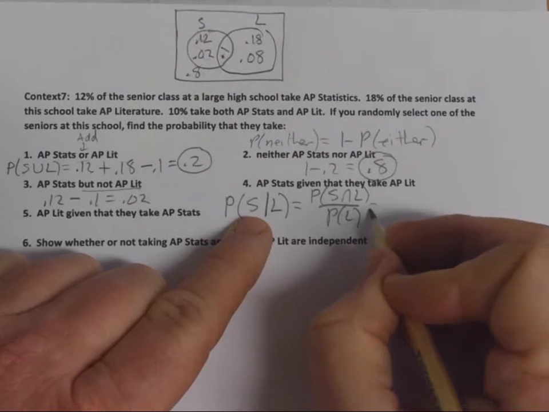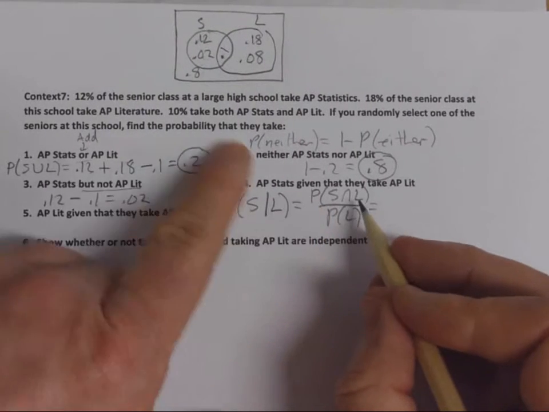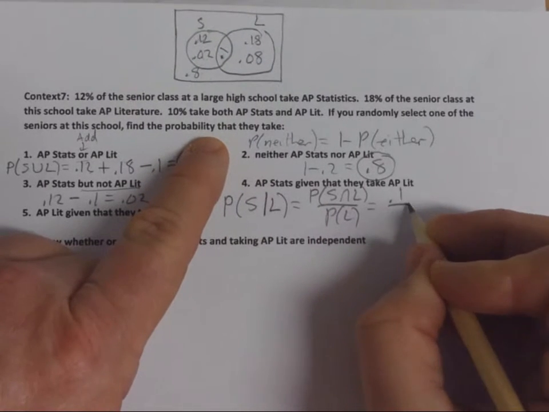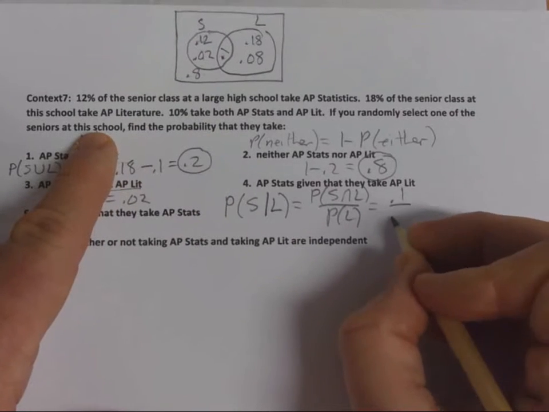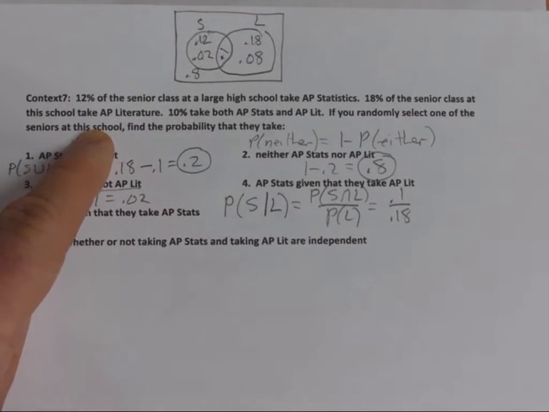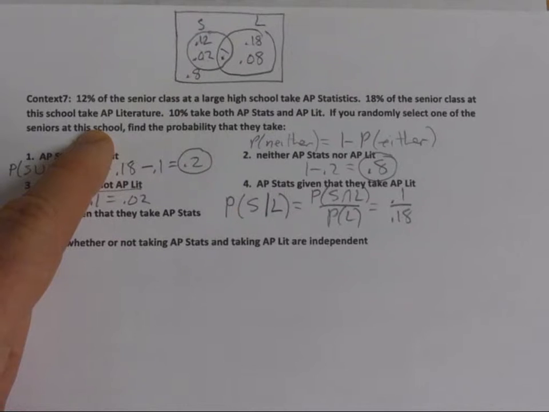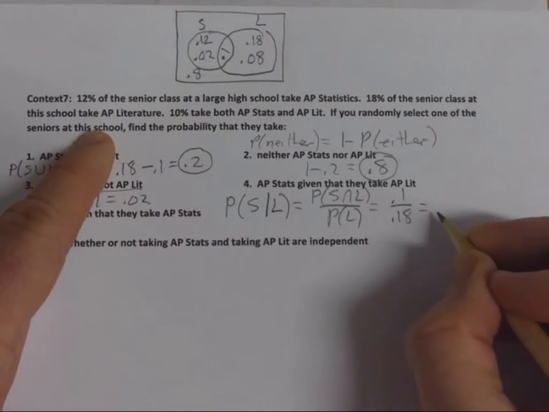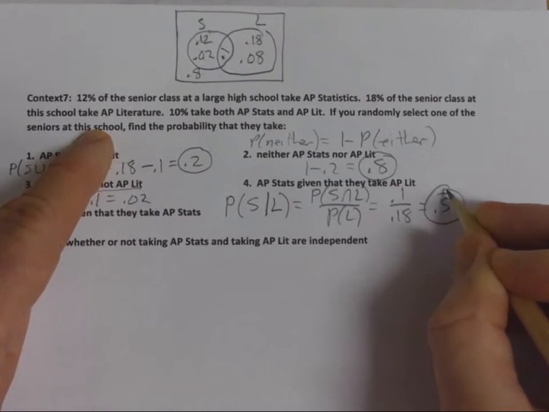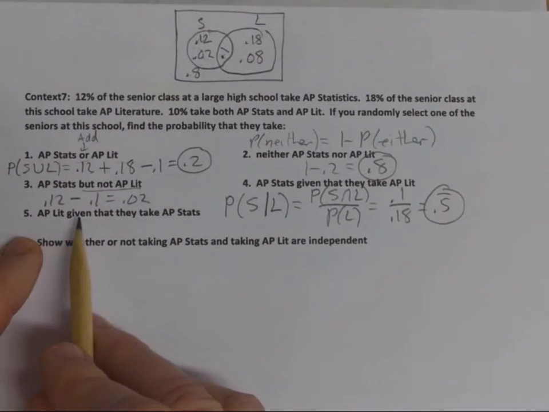That's how you do a conditional probability. And so Stats and Lit, that's 0.1, over the probability of Lit, which is 0.18. Let me see what that is. That's 0.1 divided by 0.18, and so that is equal to 0.5 repeating. And then what's the probability they take Lit given they take Stats?